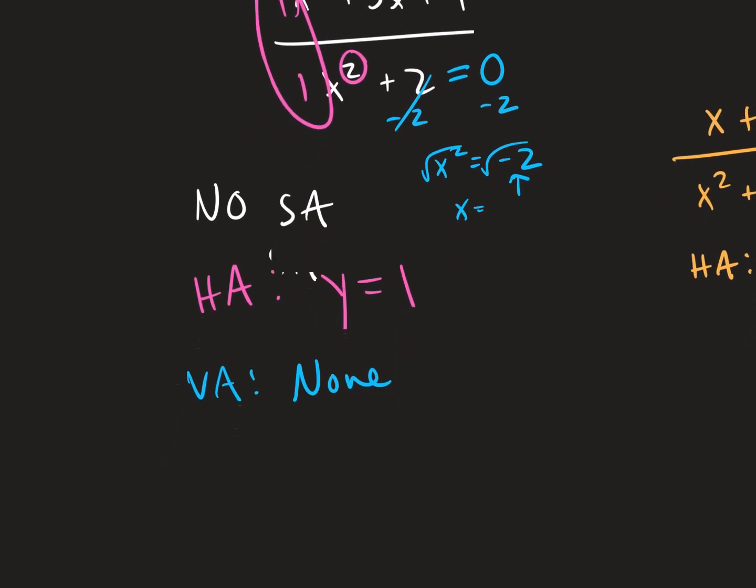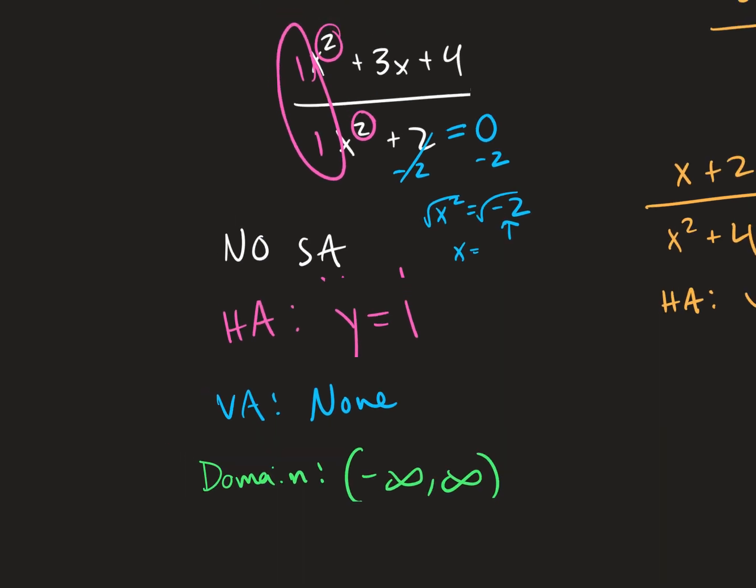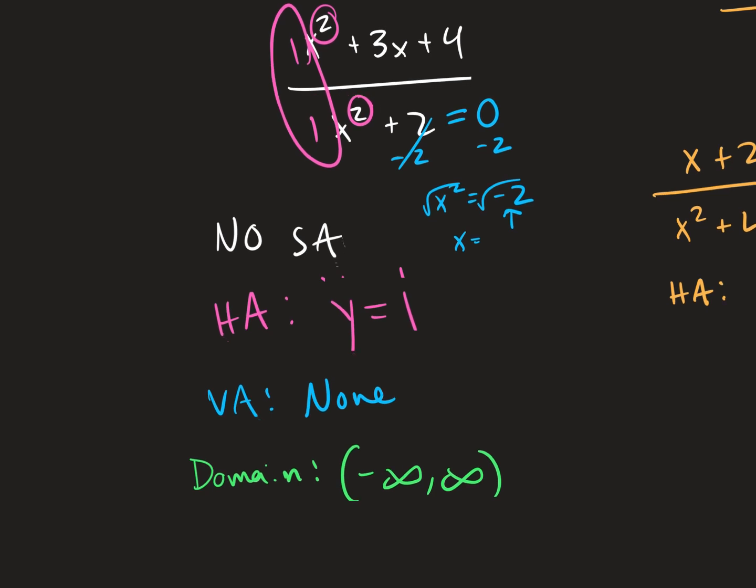What would my domain be? Yeah, interval notation would work. So negative infinity to infinity. Because we don't have any number that would make this not equal to 0. Or make it equal to 0. So our domain is all real numbers.